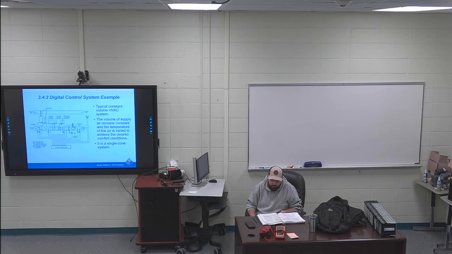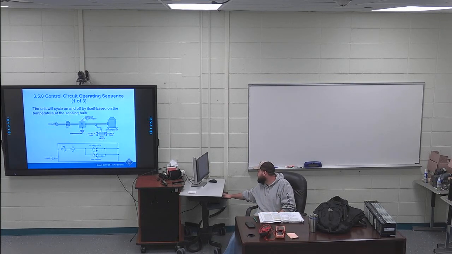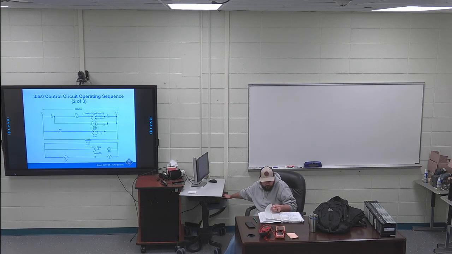Control circuit operating sequence. So this is just how stuff works for the HVAC or the air conditioning side of the house. We talked about the sequence a little bit for the heating side. This is for the air conditioning side. So page 29, top right, it says figure 36, which is this one right here on the board.